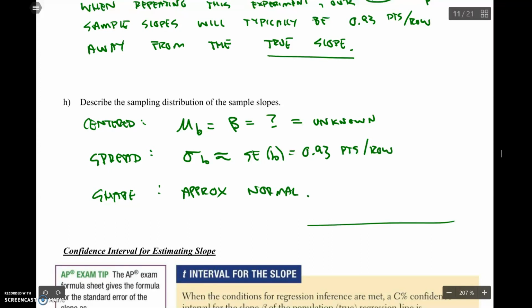Okay? And now I know what the sample slopes look like. Now I can set up confidence intervals and hypothesis tests for slopes.